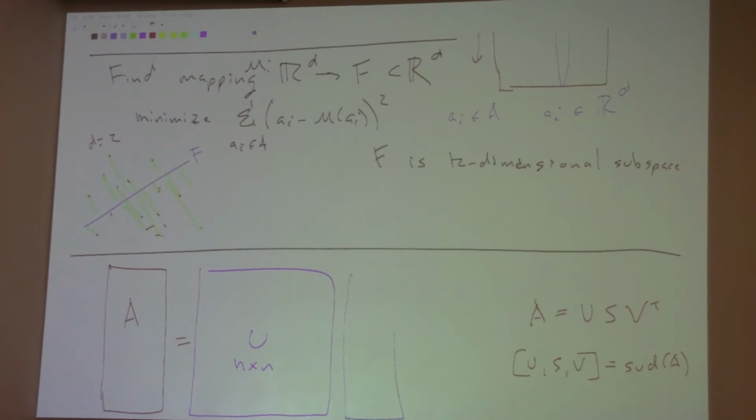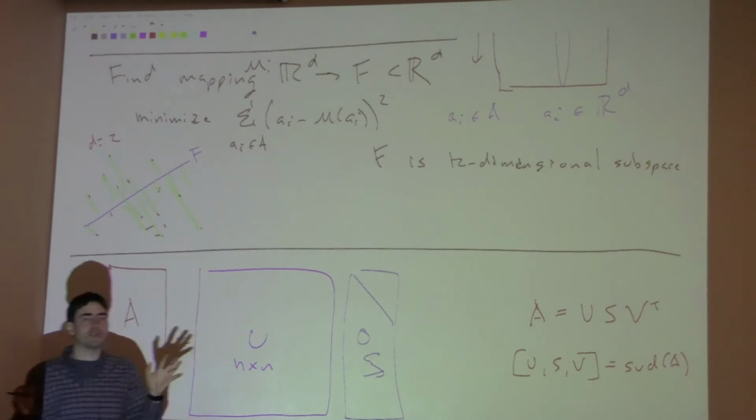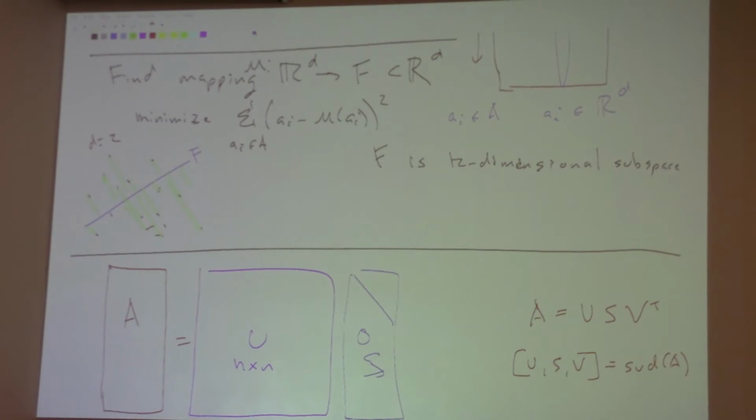S is going to be n by d again. It's going to have the property that it's all zeros except along this diagonal. When I'm drawing these boxes, if you're not familiar with this way of doing it, think of it as a matrix. You can think of a grid in there, and there are all these elements in there. And then the last part is going to be V transpose.